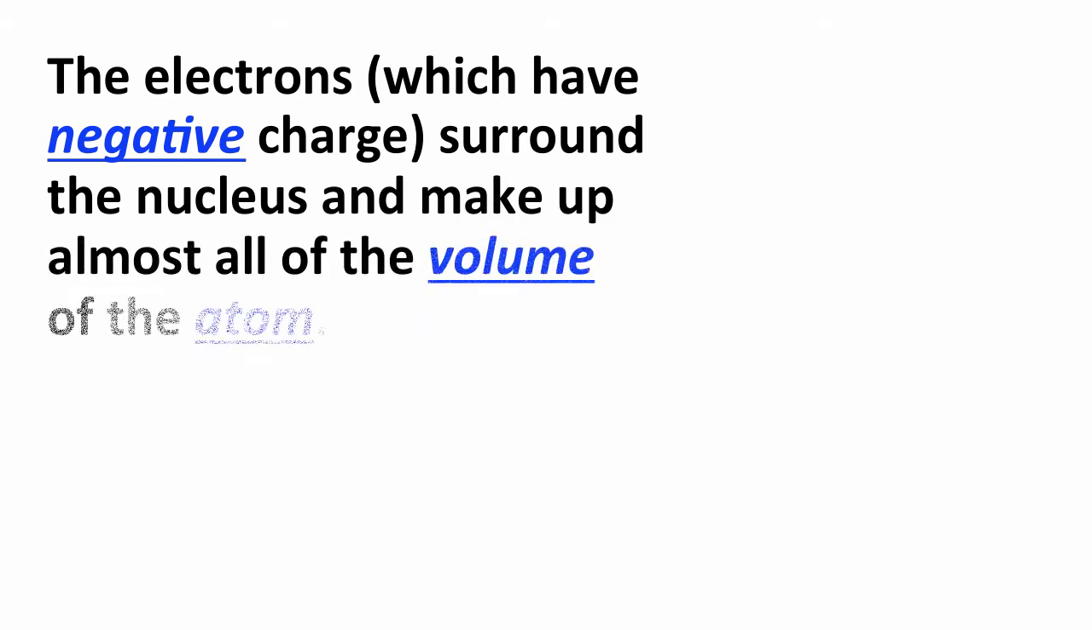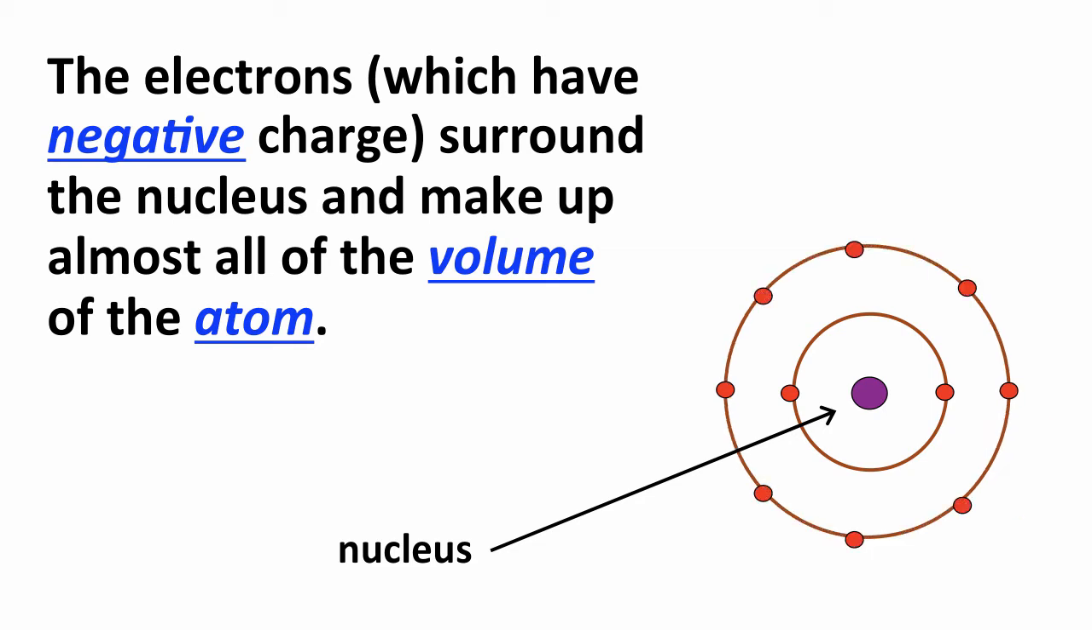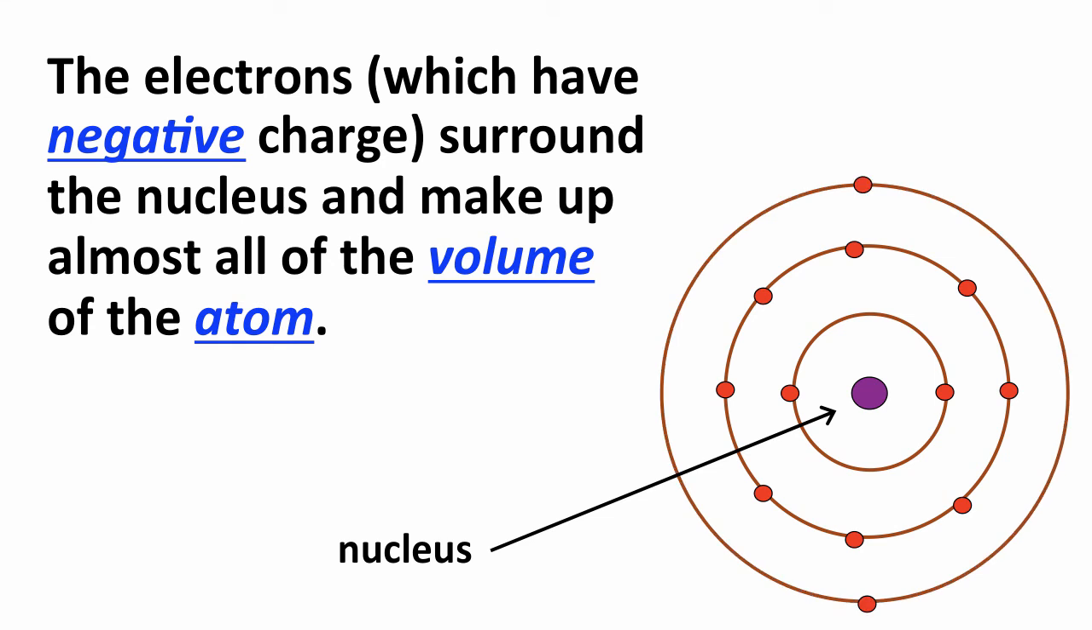Okay, so let's talk about the electrons a little bit. They have a negative charge, they surround the nucleus, and they make up almost all of the volume of the atom. So if we looked at kind of a cartoon version of a typical atom, it has a nucleus made up of protons and neutrons, and then it's surrounded by electrons. We often think of them as being in electron shells, not really orbiting in circles like it's shown here, but we often do this as kind of a simplistic version.